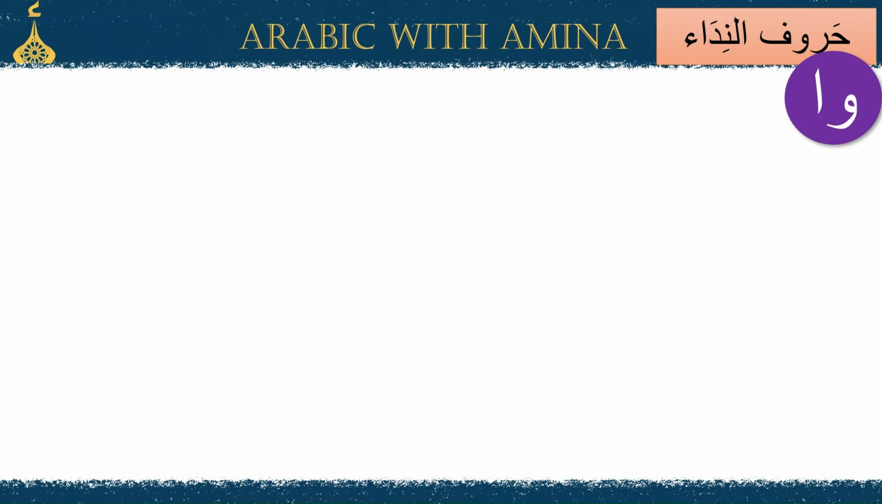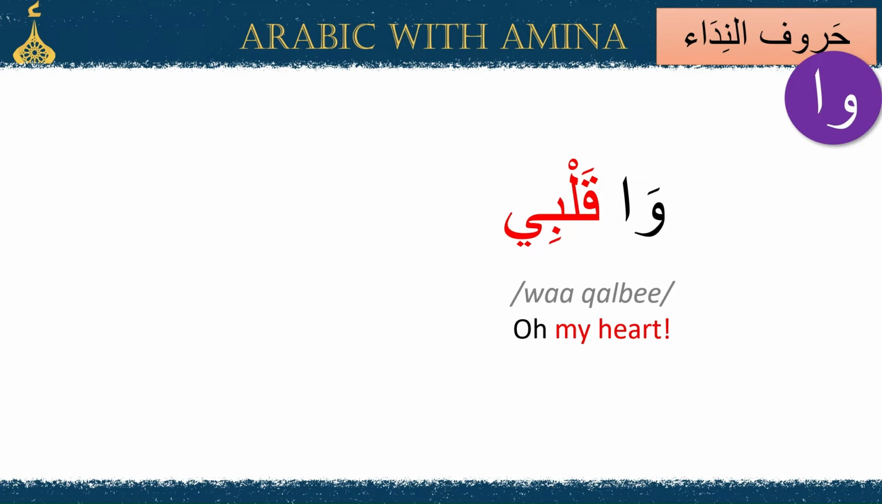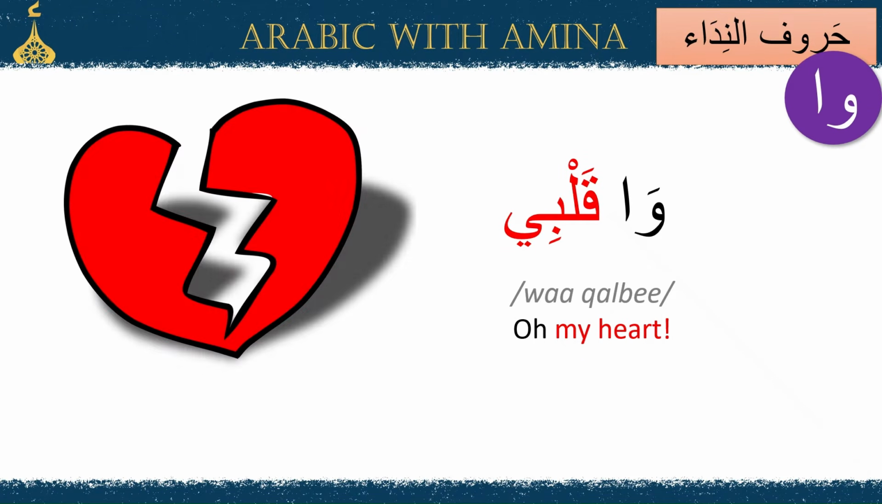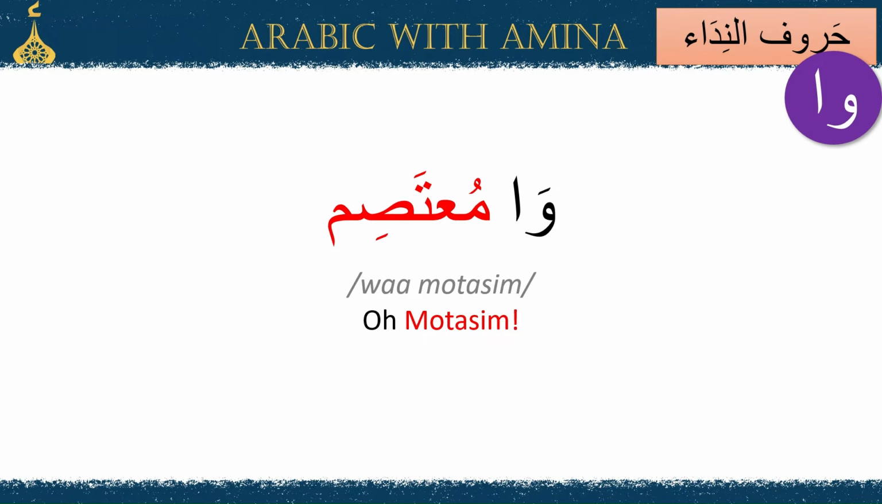Since it's often used to express sadness, a perfect example would be to say, wa qalbi, oh my heart. And this is after something terrible has happened. We are trying to express the sadness that we are experiencing. Wa qalbi, my heart, my poor heart. Another example is wa-motasimah, oh mu'tasim.